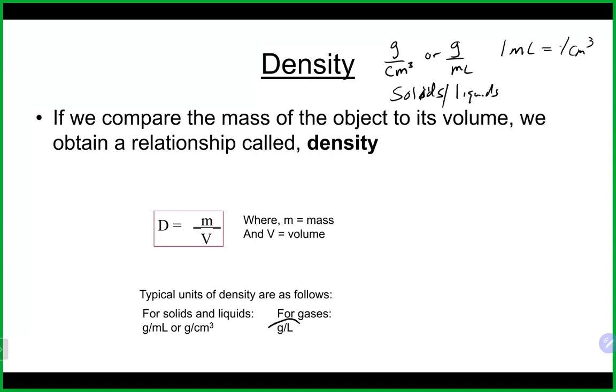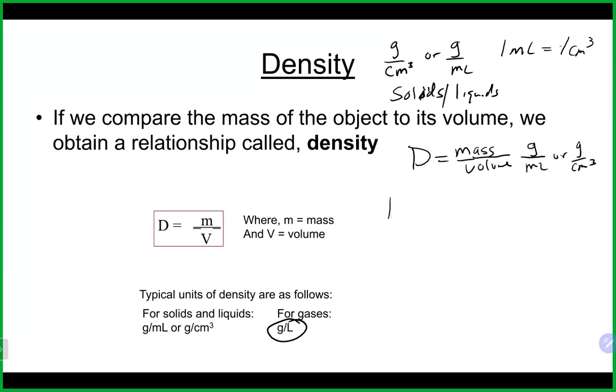For gases, although we don't come across it too much in this particular class, if you go on to 1A, you will. Typically, we give gas density in grams per liter. There is a formula for density, which is D equals M divided by V, that is mass divided by volume. And that is where those units come from, grams per milliliter or grams per cubic centimeter.